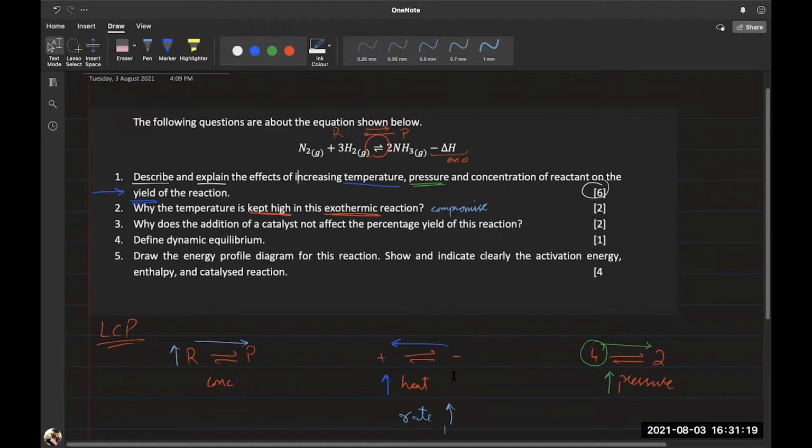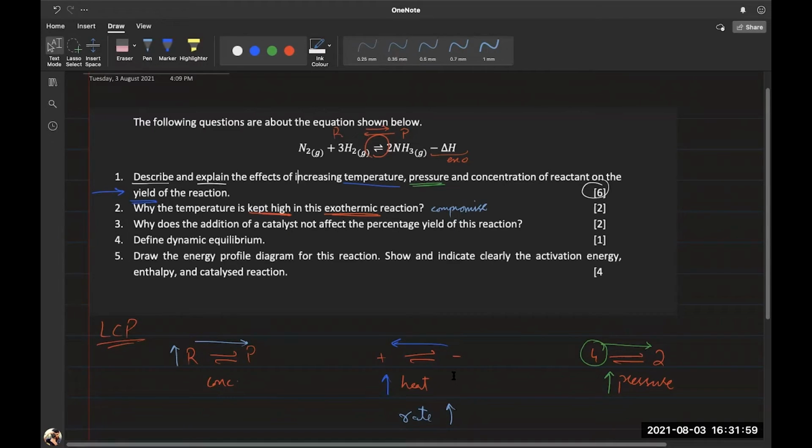All right, question number 3. Why does the addition of a catalyst not affect the yield of this reaction? What does a catalyst do? A catalyst speeds up the reaction, increases the speed of the reaction. There are two reactions happening here, one to the right, one to the left. A catalyst speeds up both of those reactions. That is why it does not affect the yield, because both sides are increased. So more product will be made, and more reactant will be made as well. There is no effect on the yield. Equilibrium remains unchanged.